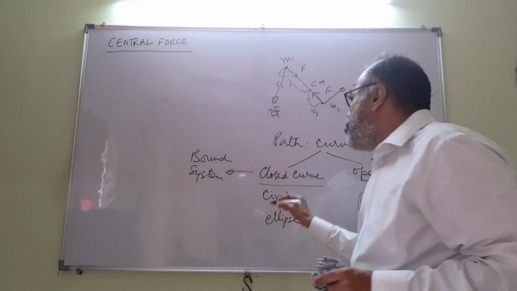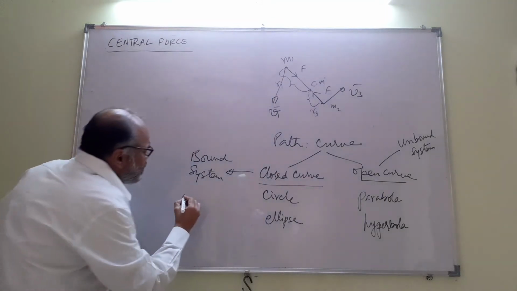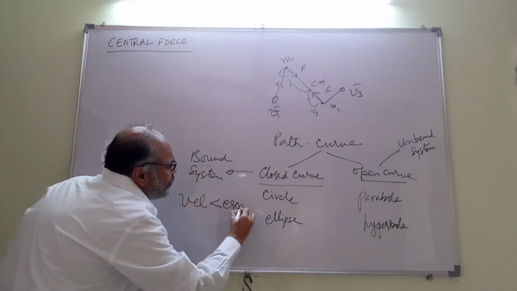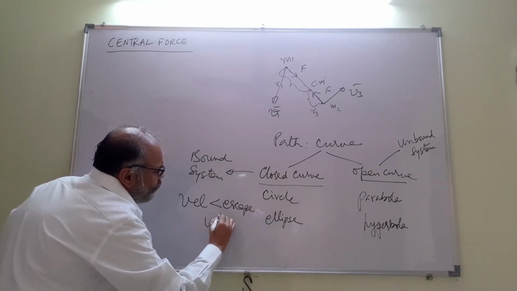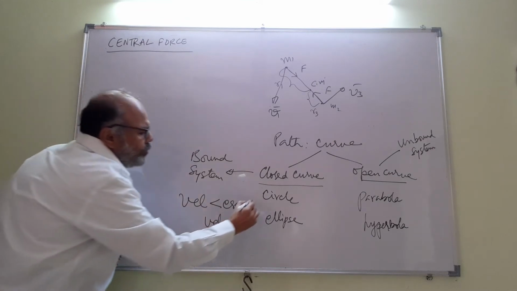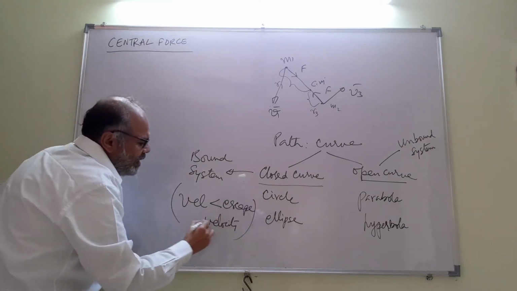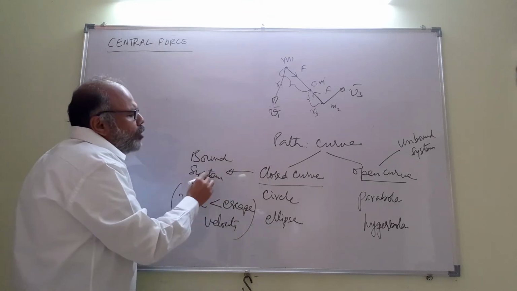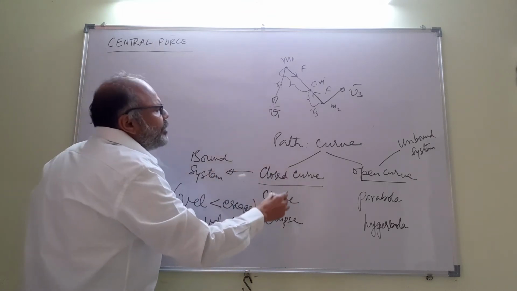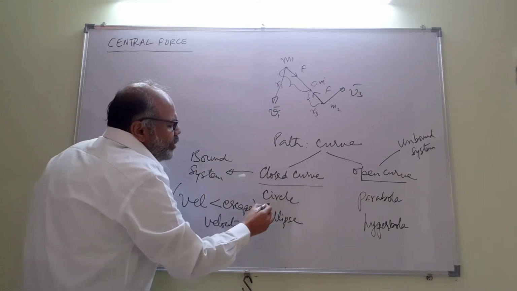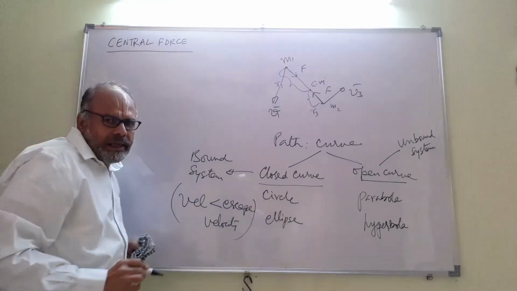The system is bound if the velocity is less than the escape velocity. There is a way to calculate the escape velocity. We will not go into that. But if the velocity is less than the escape velocity, the system would be bound, and the paths of the two particles would be a closed curve. It would be a circle or an ellipse.